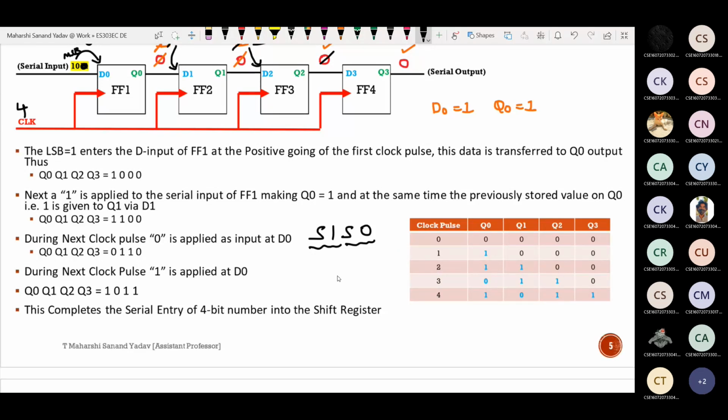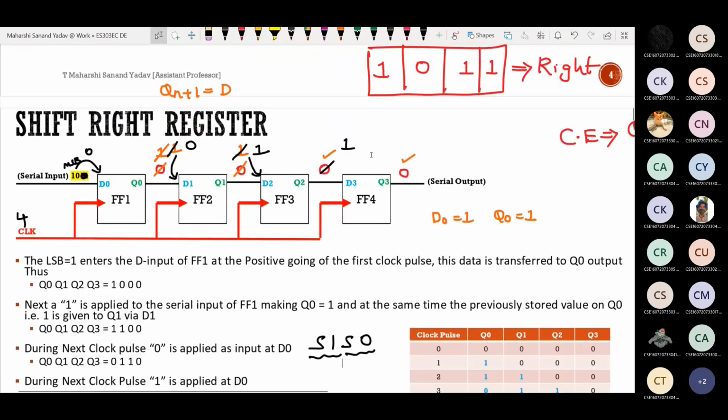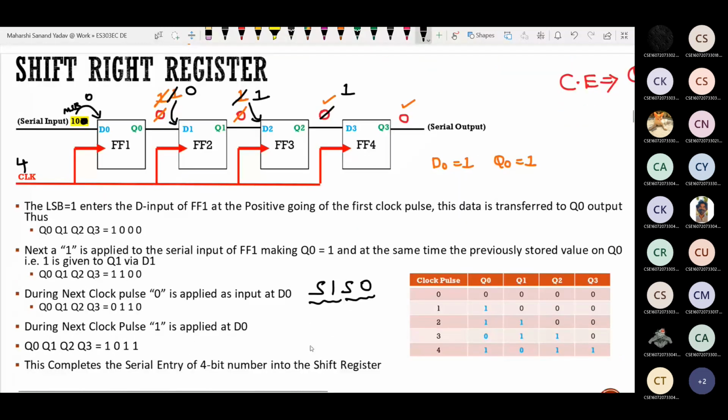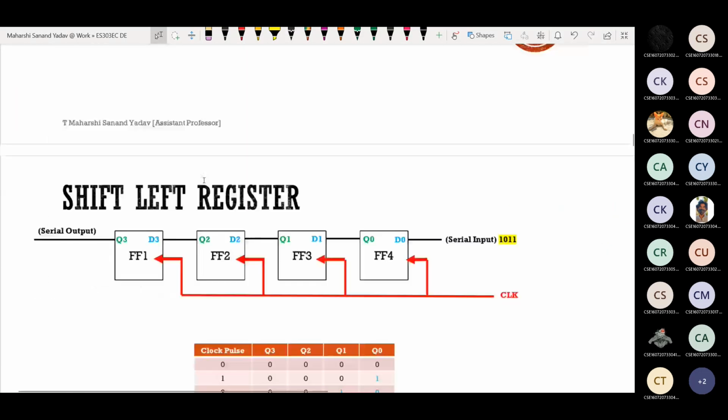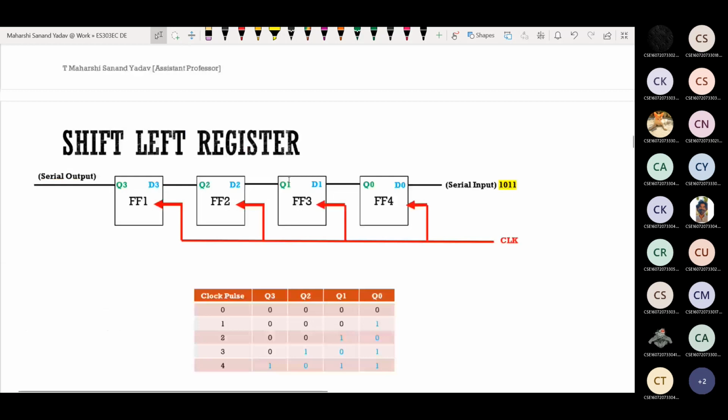Is this shift right or shift left? What you are doing? Shifting right or left? Shifting right. You are shifting this one right. The same SISO can be explained for shift left also. So observe this diagram and tell me again, same input combinations, but direction got changed. Now I want left shift.